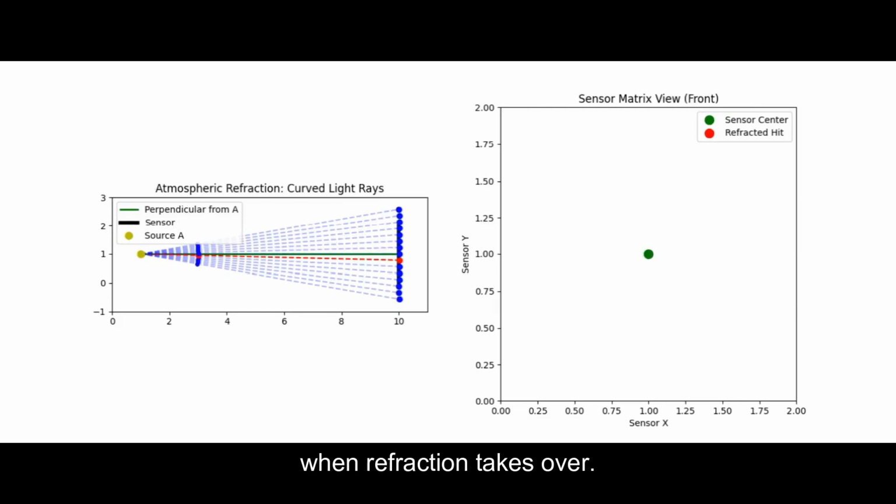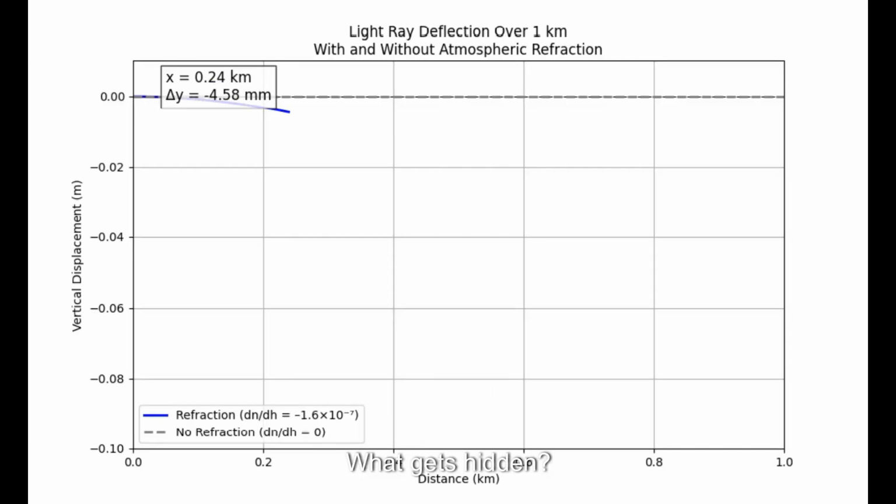When refraction takes over, in the atmosphere, the refractive index increases closer to the ground. Light begins to bend downward. Only one trajectory, the fastest, reaches the sensor, and that is the one recorded. The point of perception shifts. Reality changes. What gets hidden?